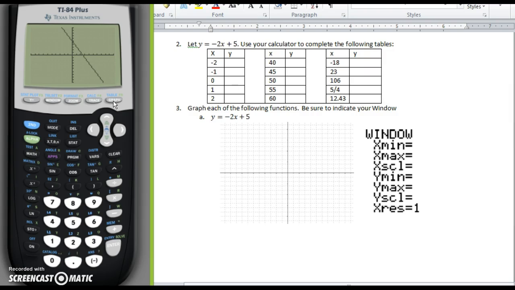That is a good picture. All right, it's a straight line. I can get a pretty good look at it. So that's fine just the way it is.